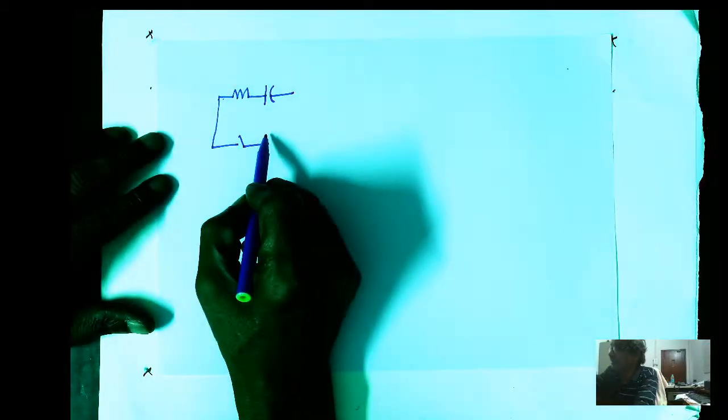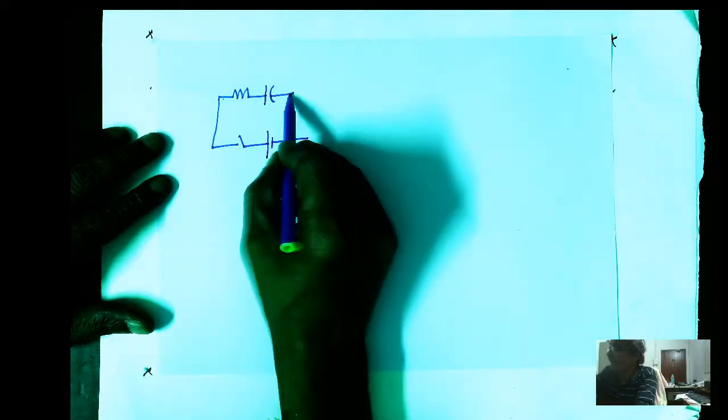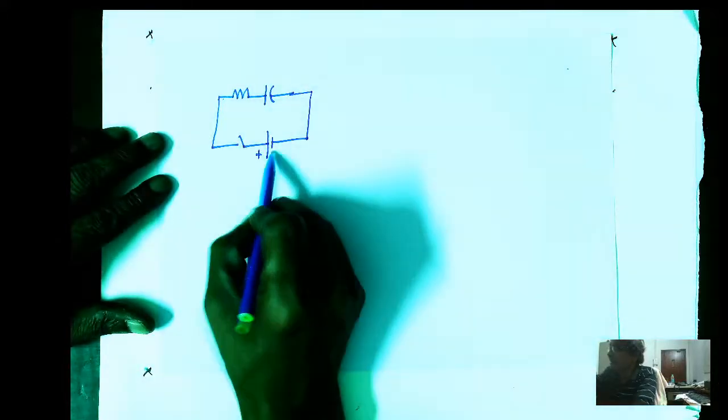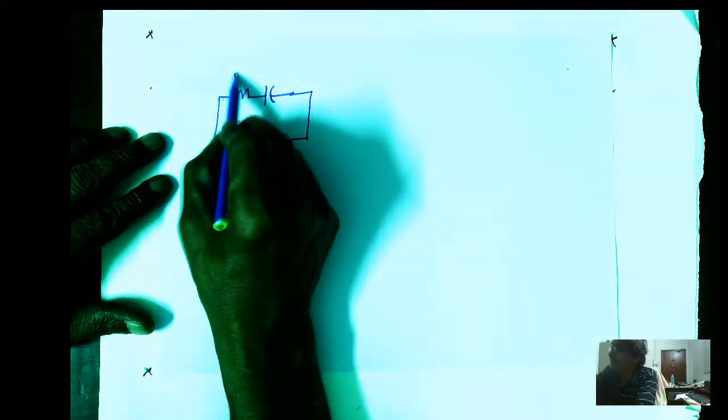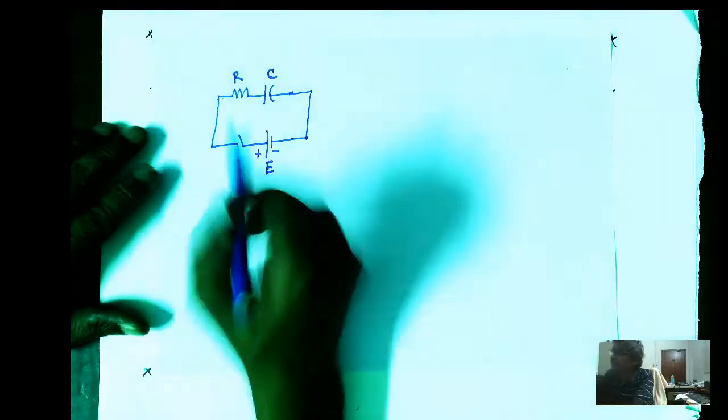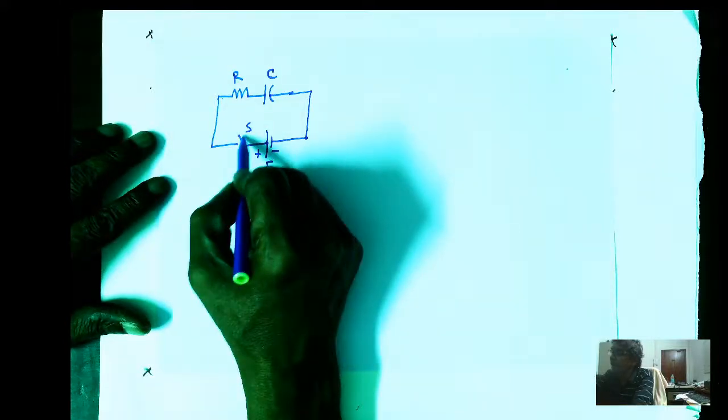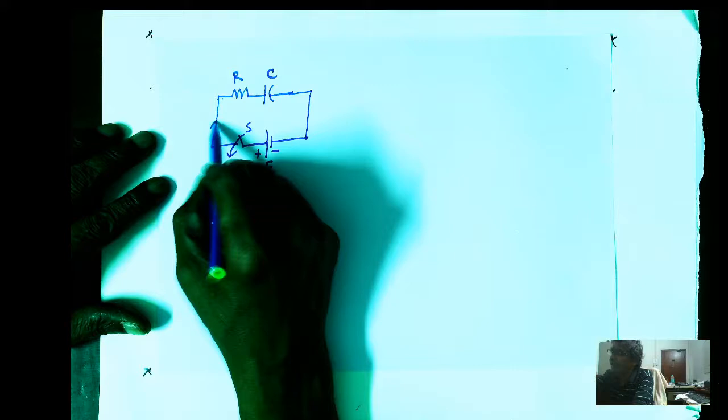Similar problems you have done earlier. Suppose you have an RC circuit like this, and you have a switch and a battery voltage, and suppose the battery voltage is E, ideal battery, and this is some resistance R, this is some capacitance C, and I will close the switch, and would like to know how the current varies.